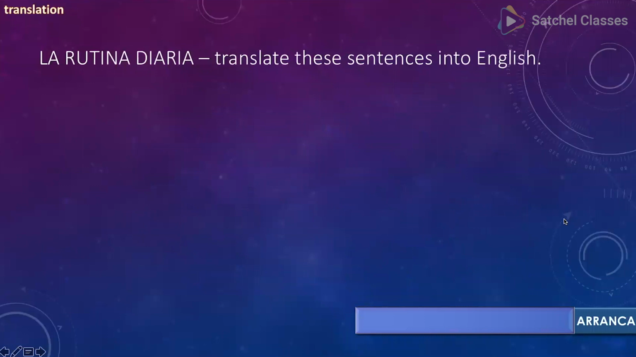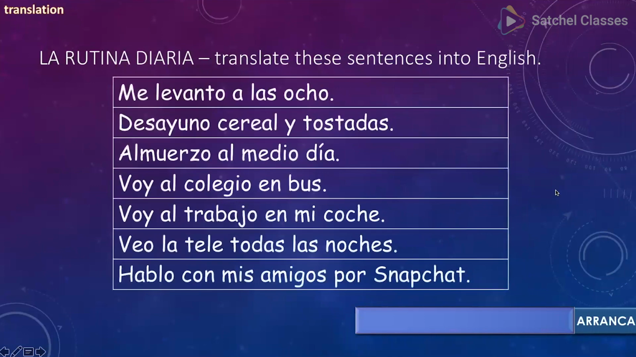Now we're going to have some sentences here that we want to translate. Now check that all of these sentences have those verbs conjugated. I'm just going to give you a little bit of help here. All of them are conjugated in the first person singular, which is yo. In other words, I. So all of the sentences are saying I do something. Your mission is to work out what it is that we are doing in Spanish. Off you go.